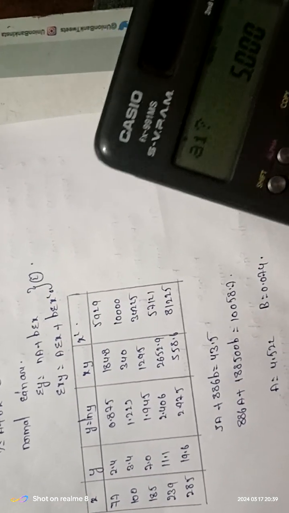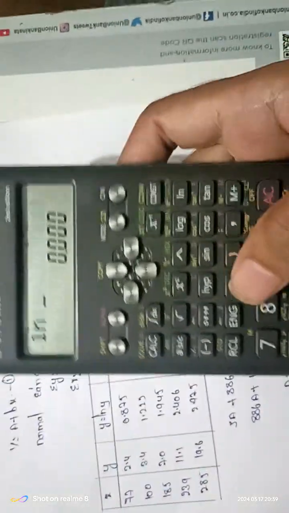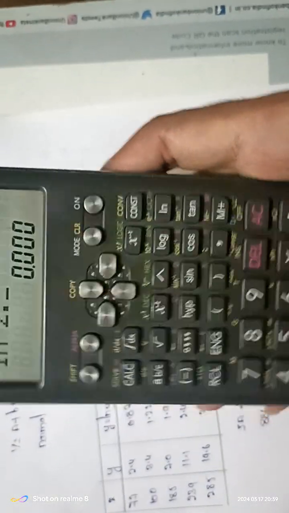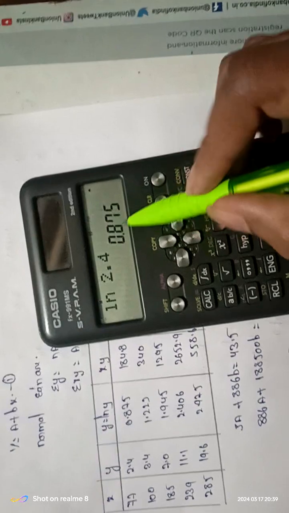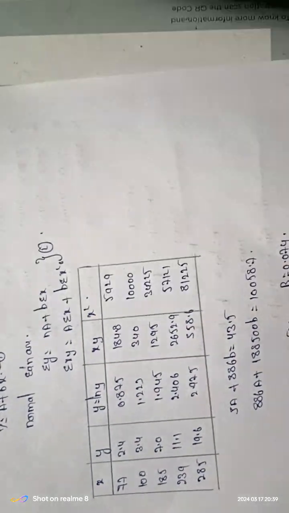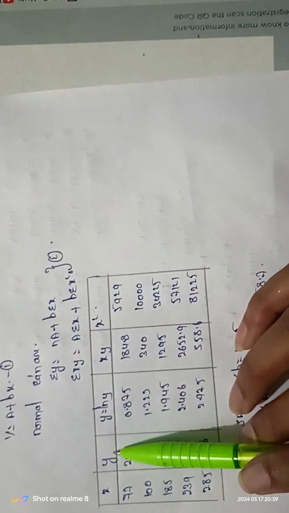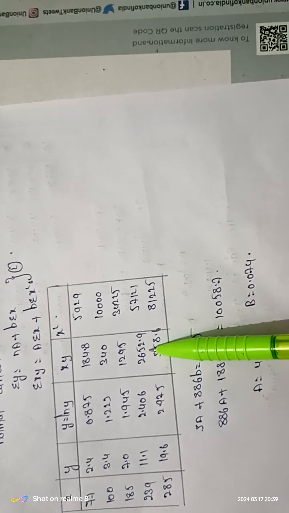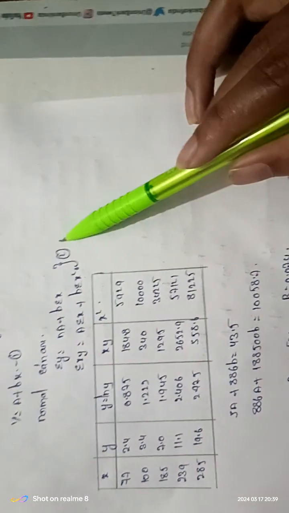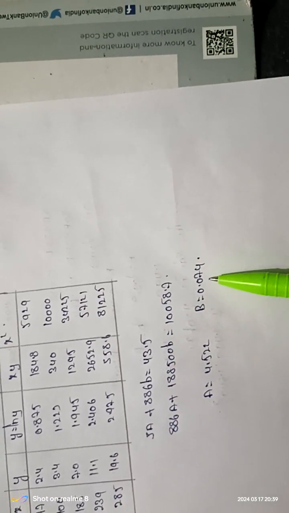For example, here ln of the y value 2.4 is 0.75. Taking all the values on the calculator and writing here xy, multiplying the xy value and x square, substituting the sigma x, sigma y, sigma xy, sigma x square values in the equation 2. Here are the results: A equal to 4.522 and b equal to 0.074.